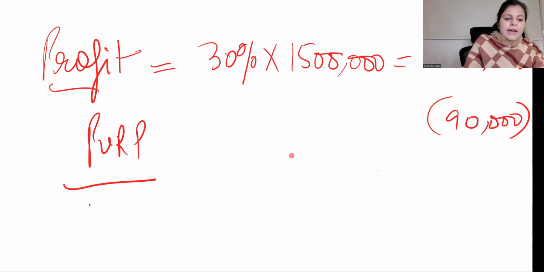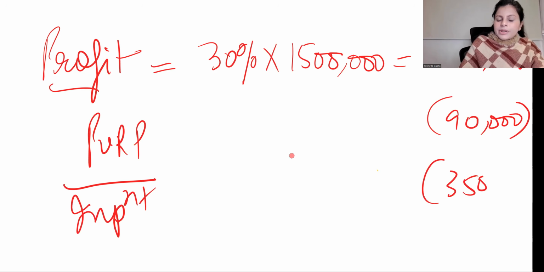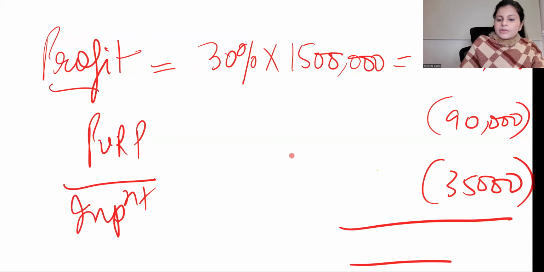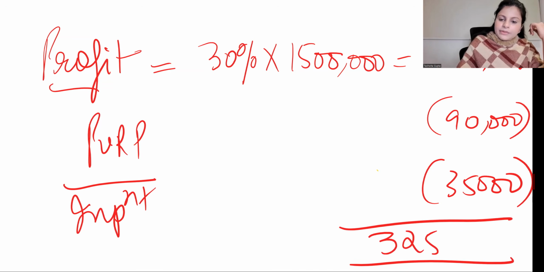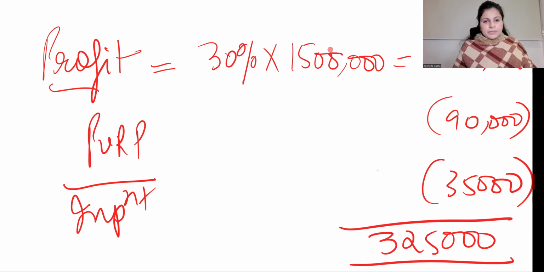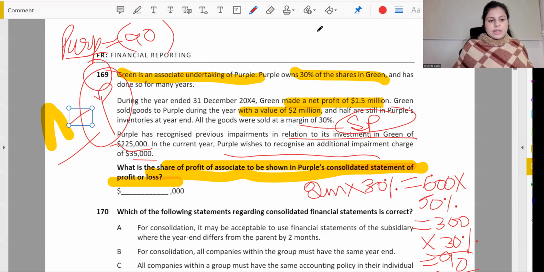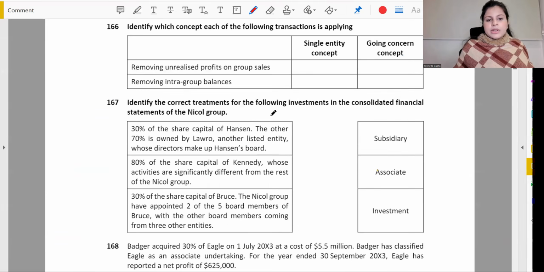Yes. And then we have impairment. Impairment is given to us at 35,000. What's our share of profit in associate? Come on quick. What's our share of profit in associate? 3,25,000. So that is what I'm going to report. Come on. Next. We're done with this question.